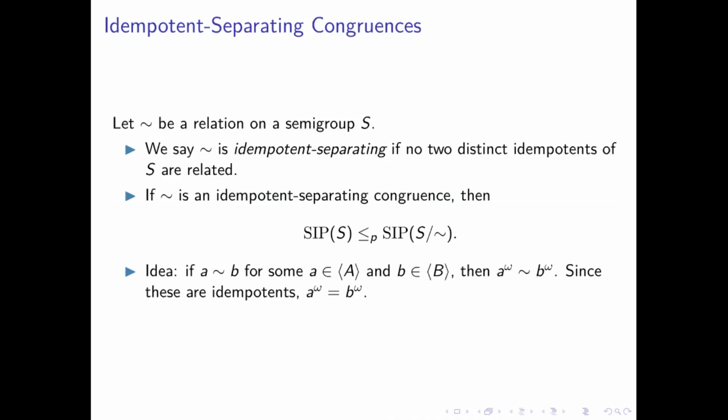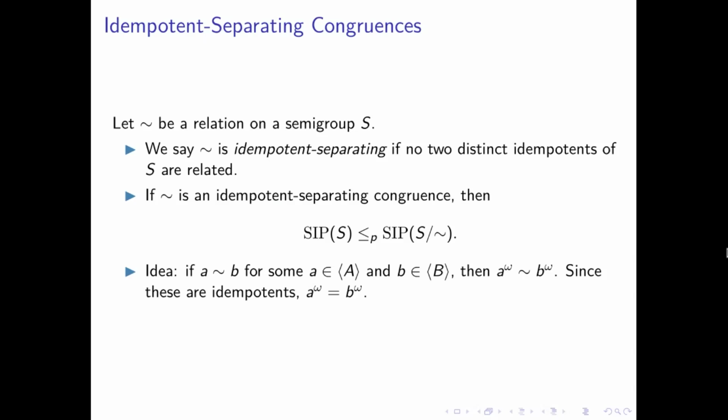Okay, so for the next result, we need a few tools beforehand. The first tool we need is idempotent separating congruences. Let tilde be a relational semigroup. We say that tilde is idempotent separating if no two distinct idempotents are related. So if tilde is an idempotent separating congruence, then SIP of S reduces to SIP of the quotient S/tilde. And a proof of this is not really too difficult.